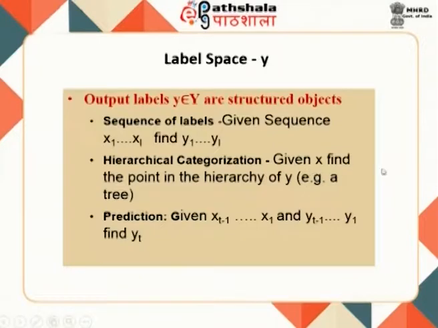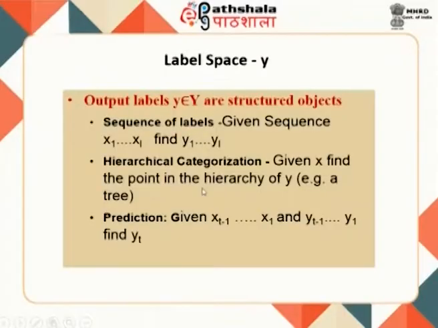Hierarchical categorization: given x, find the point in the hierarchy of y, for example a tree. Here, for example, you can find out that Sachin Tendulkar belongs to cricket, belongs to a game, and so on. Then there is prediction, which is also sequential, but here we are talking about time. Suppose you have x1 to x(t-1), you have to find the value of y at time t. This is similar to sequential labeling, only here the values of x are associated with time, and so are the values of y. X is the instance space and Y is the label space.